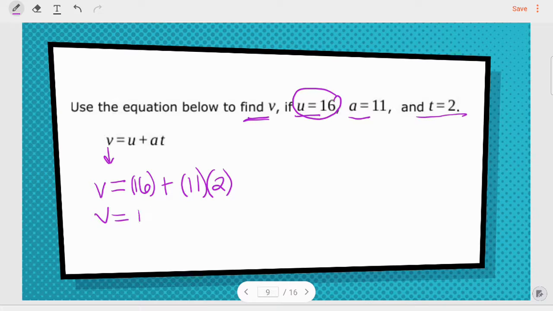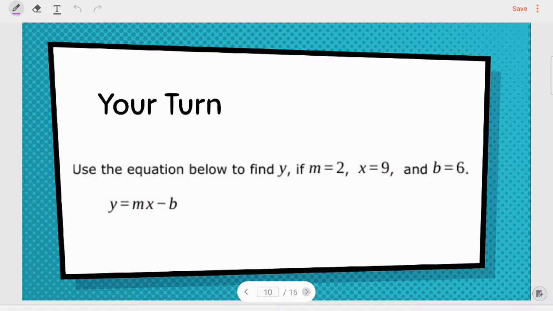Equals, v equals, nothing's being done to 16, nothing's being multiplied to 16, so I'm going to drop the parentheses, plus, well, order of operations. 11 times 2 is 22. I'm going to continue to simplify. 16 plus 22 is a grand total of 38. So my final answer would be v equals 38.